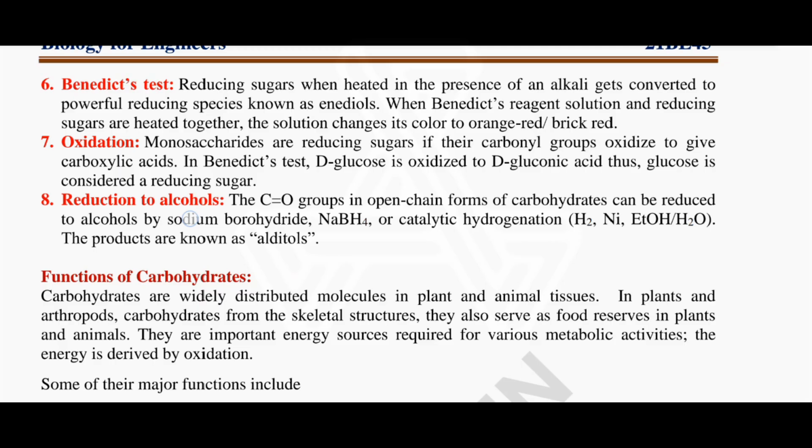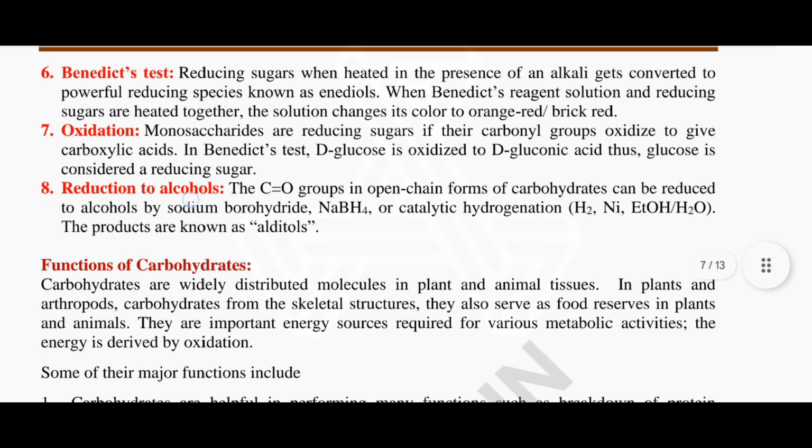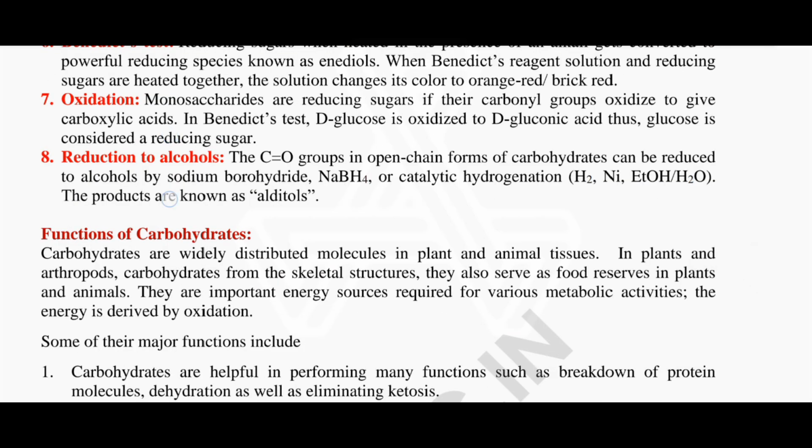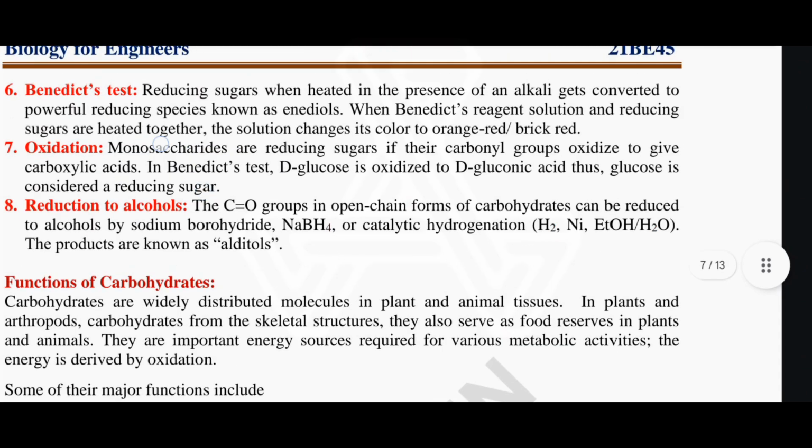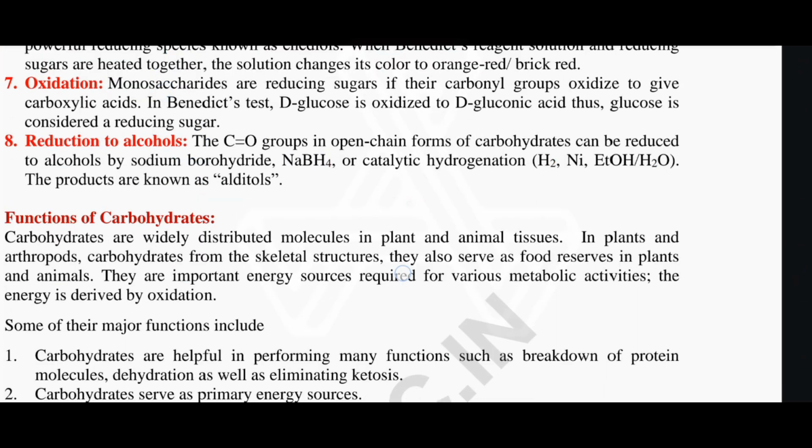Oxidation. Monosaccharides are reducing sugars if their carbonyl groups oxidize to give carboxylic acids. In Benedict's test, D-glucose is oxidized to D-gluconic acid, thus glucose is considered a reducing sugar. Reduction to alcohols. The C=O groups in open chain forms of carbohydrates can be reduced to alcohols by sodium borohydride, NaBH4, or catalytic hydrogenation, H2/Ni, in alcohol, ethanol, H2O. The products are known as alditols.